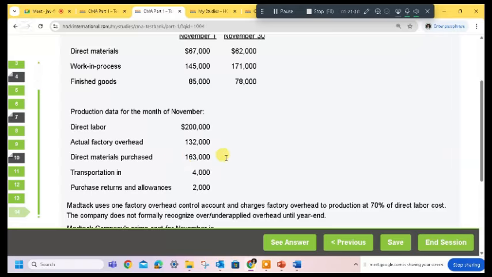Materials purchased and then transport cost is there. Purchase returns are there. We need to adjust for all these three. 163 add the transportation cost, 167, then subtract the returns. So 165 is going to be the actual material purchase cost. Then with that amount, adjust for the inventories. You'll get material used. Then add the labor. You try first.